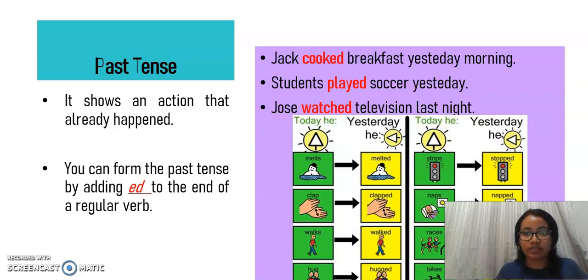Let's see the examples. Jack cooked breakfast yesterday morning. Yesterday is a word that can help us to see if the sentence is in present, past or future. The students played soccer yesterday, and Jose watched television last night. Here we have, if we look at the picture, some examples of the regular verbs. As you can see, all of those verbs, the only thing that we did was to add ed at the end of them.